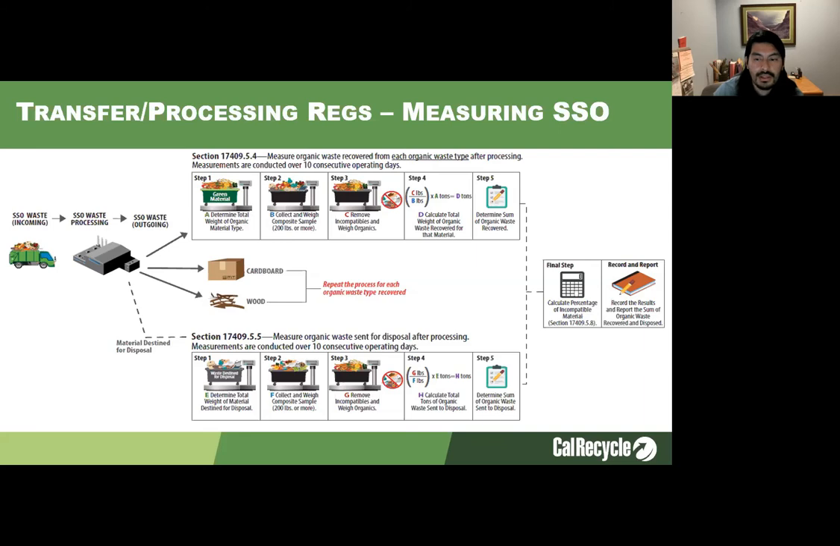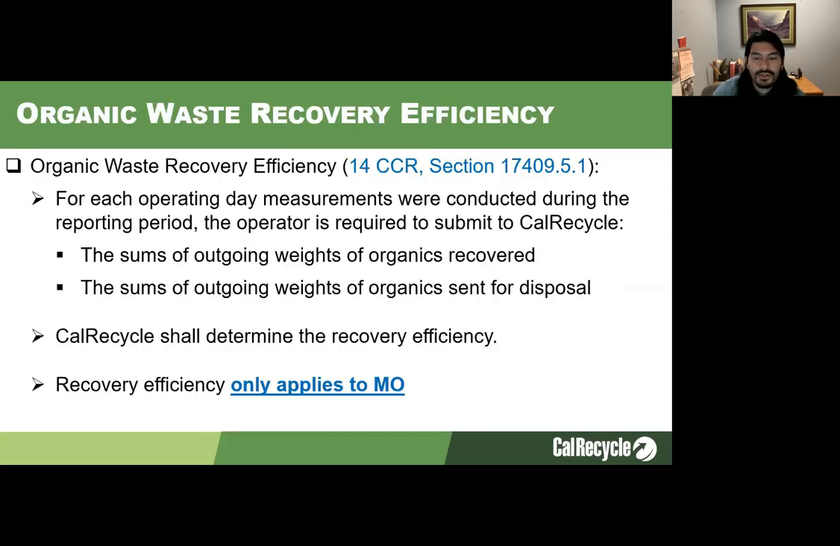So the next slide here shows the MO, mixed waste organic recovery efficiency. This is used to determine if a facility is considered a high diversion facility. A high diversion facility is a facility that meets 50% organic recovery efficiency by 2022 and 75% by 2025.